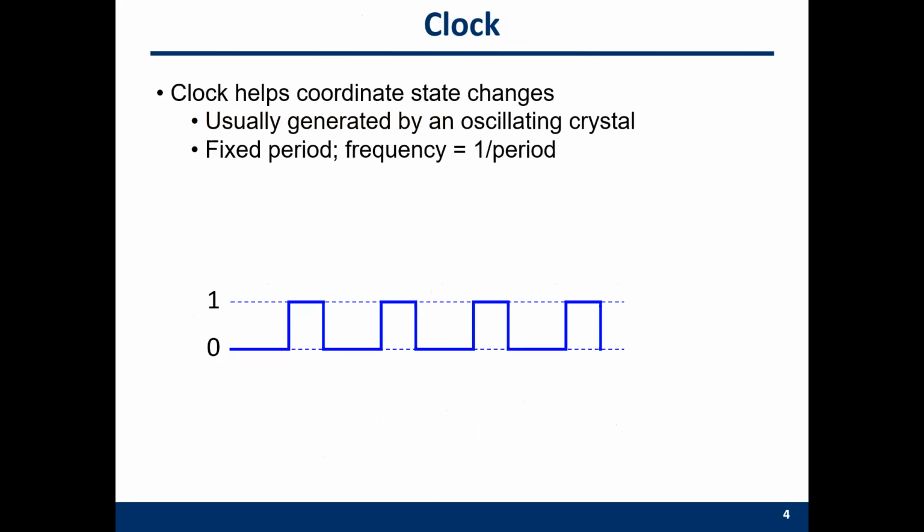The clock can help coordinate the state change and can trigger the state change, often generated by some dedicated clock timing devices. For example, your CPU can run at a 1 gigahertz frequency, which means that one period, one clock cycle, is 1 nanosecond. So this is one example of your clock.